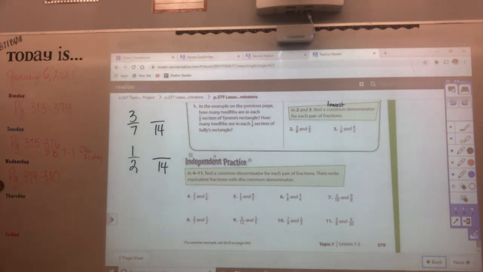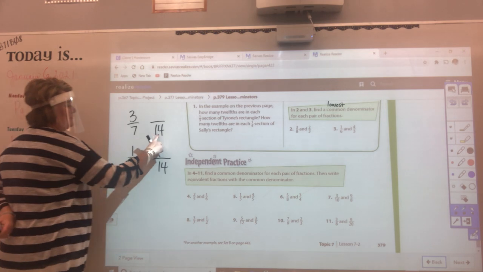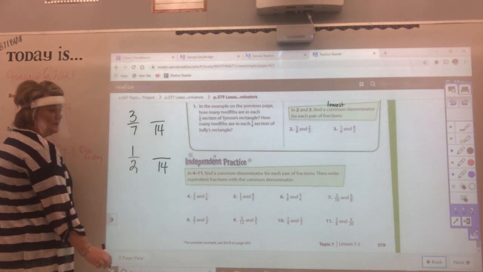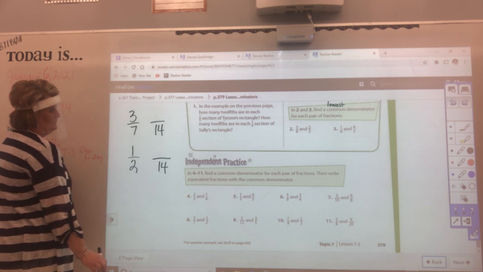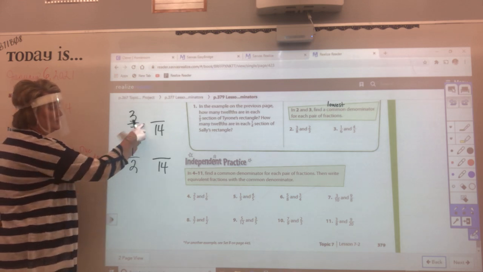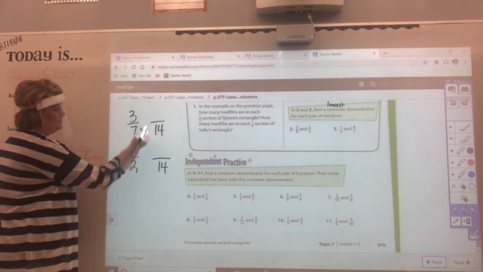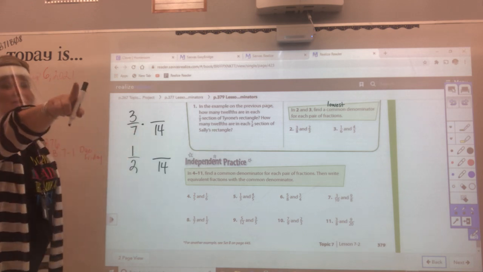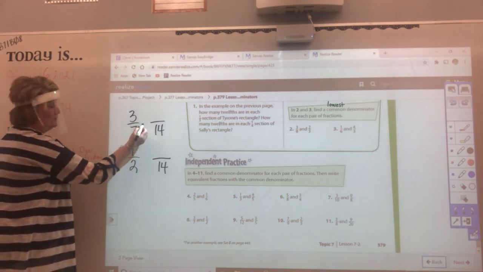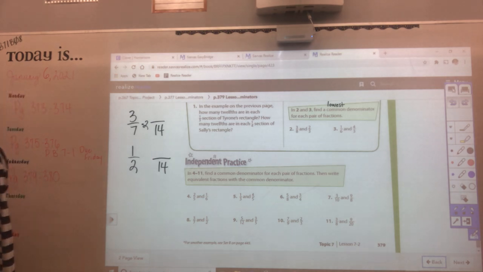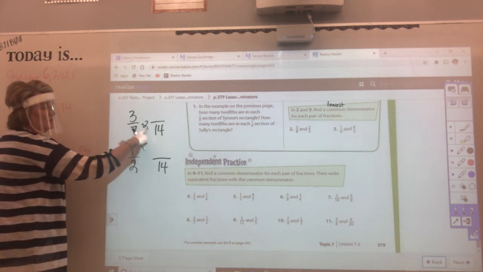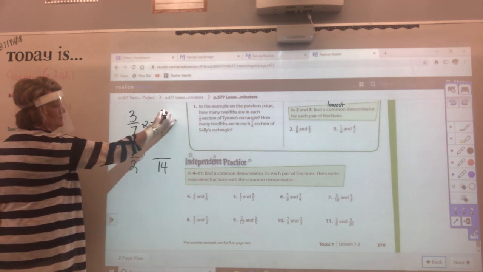Now we have to figure out the tops. How did we go from 7 to 14? What did we just multiply by? We just did it. 7 times what is 14? Say it. It is 2. You should know 7 times 2 is 14. Tell me the top now. If you multiply the bottom times 2, you have to multiply the top times 2. 6.